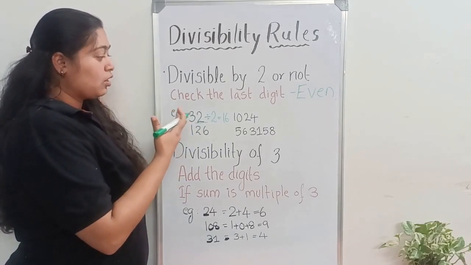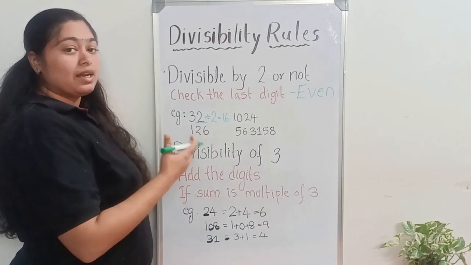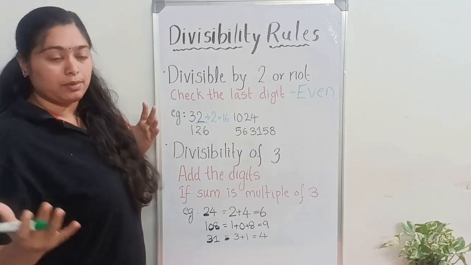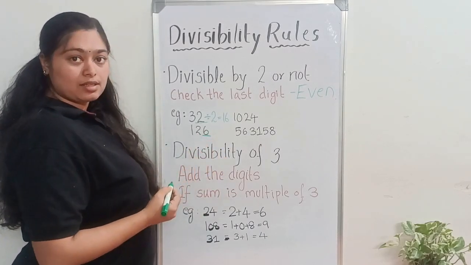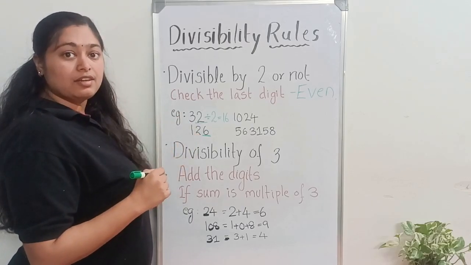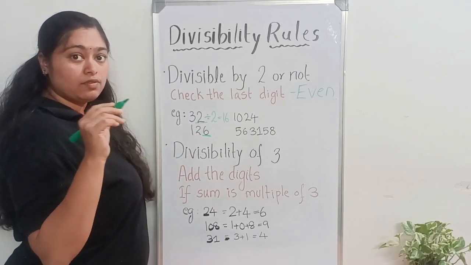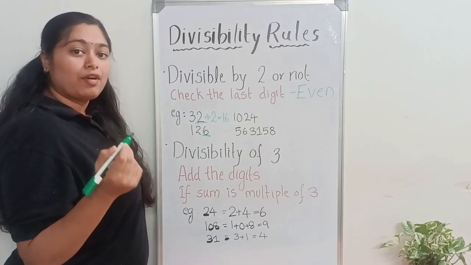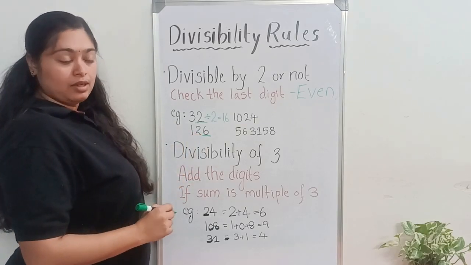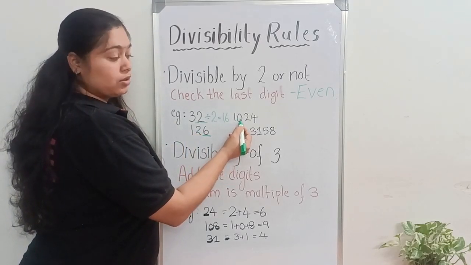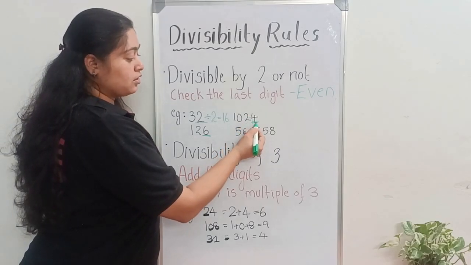Same way, just look at the numbers. Let it be a very small number, let it be a very big number. Just look at the last digit of the number. In 126, the last digit is 6, so it is perfectly divisible by 2. You can say it is divisible by 2, or 2 is a factor of 126, because the last digit is even. Now let me take this one, 1024. The last digit is 4.